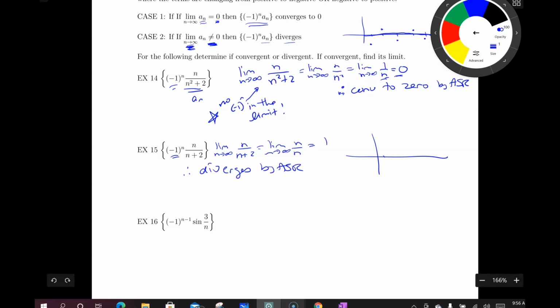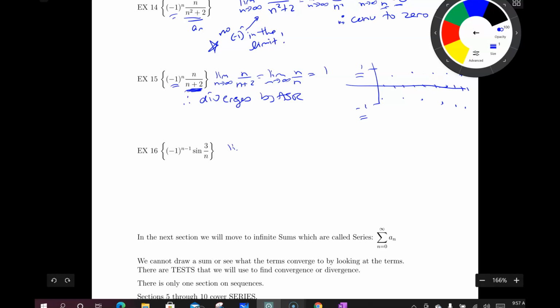So let's think about what's happening. 1, 2, 3, 4. As the numbers are getting larger, the positive part's getting closer and closer to 1. And so when I plug in n equal 1, I get a negative, and then it's a positive, and it's a negative, and it's a positive. And as time goes on, they're getting closer and closer to 1, and they're going to oscillate between 1 and negative 1. So that's what it looks like as it diverges.